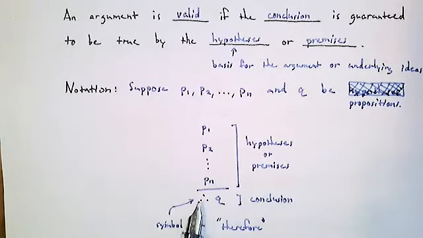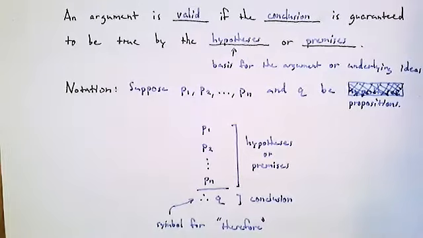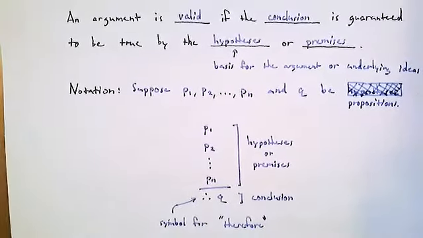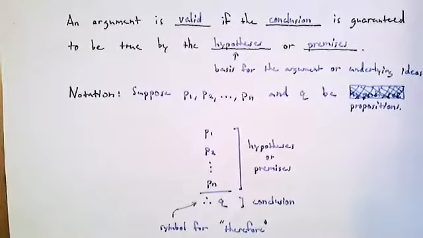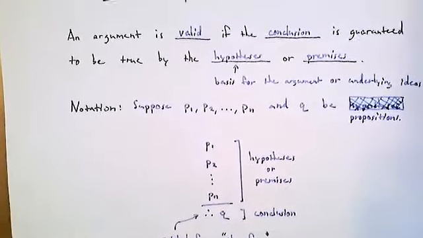And the symbol, the 3 dots arranged in a triangle, stands in for the English word therefore. And you'll see that symbol pop up in other places in mathematics sometimes. That's what it always means. It means you're about to draw a conclusion.